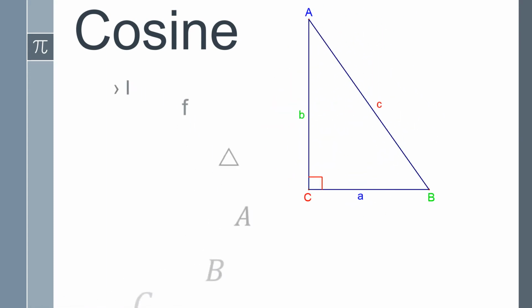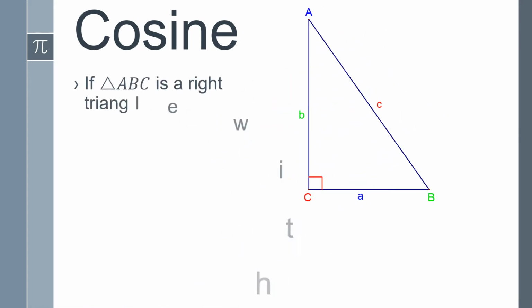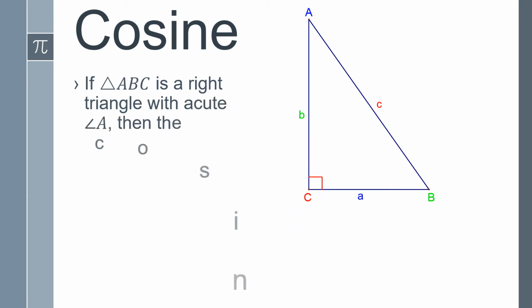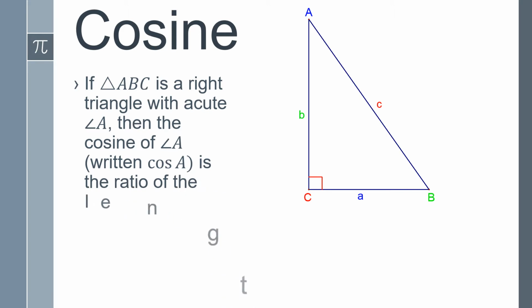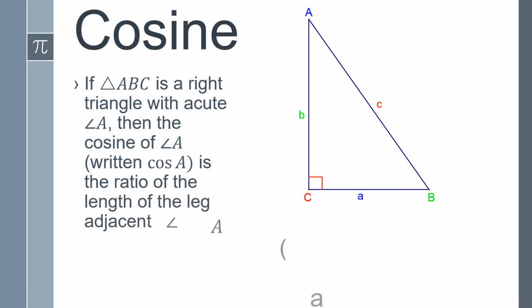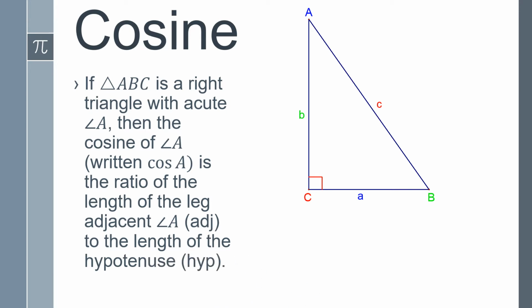Next we have what's called the cosine. So the cosine uses some different parts. If triangle ABC is a right triangle with acute angle A, then the cosine of angle A, written cos A, is the ratio of the length of the leg adjacent to angle A to the length of the hypotenuse.